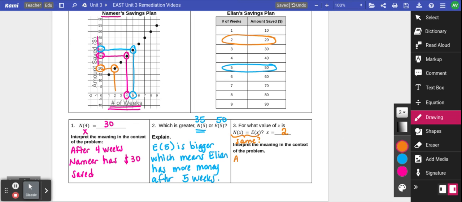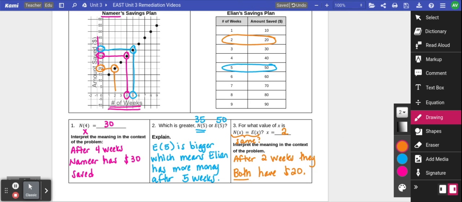I would say after 2 weeks, they both have $20. And that's my answer.